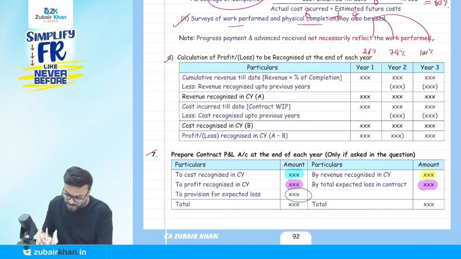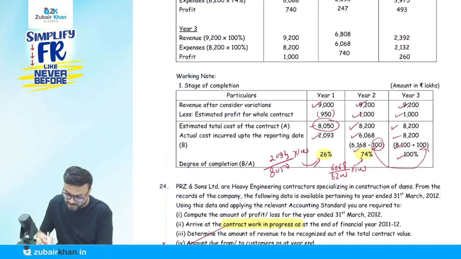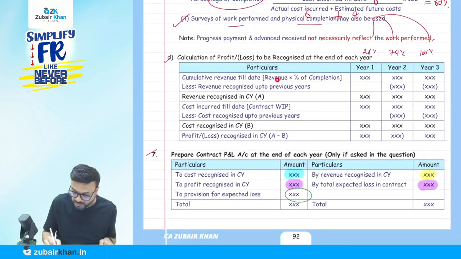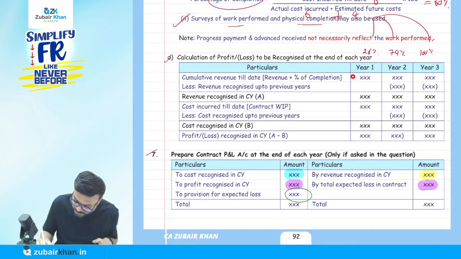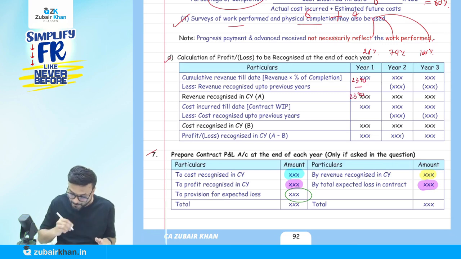So how much is the revenue? In the first year we're expecting revenue of 9,000. So 9,000 multiplied by the percentage of work completed, 26%, that is coming to 2340. No revenue was recognized earlier. So 2340. Okay, cost incurred.